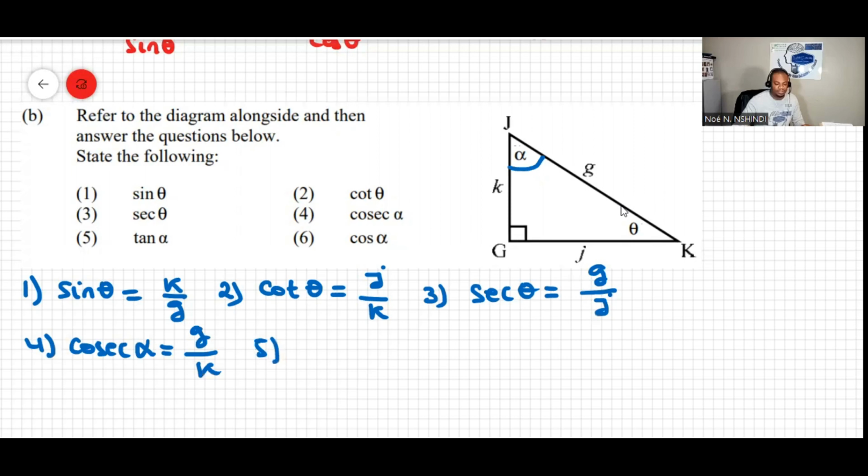5. Tan alpha is going to be opposite over adjacent. So it's going to be K over J. And then 6, cos alpha. Cos alpha is just cos, the C in the SOHCAHTOA, so adjacent over hypotenuse, so it's going to be K over G. Thank you.